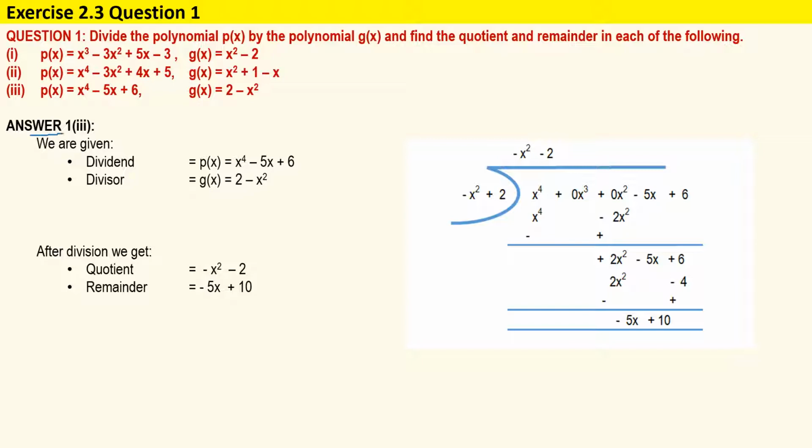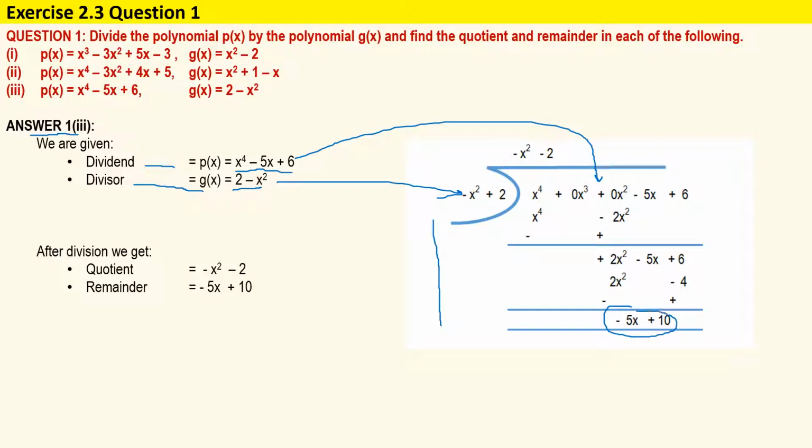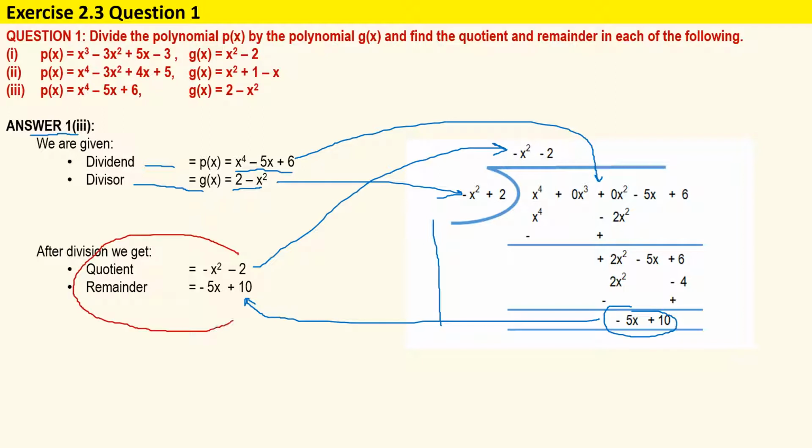Answer to question 1 part 3. The dividend in our case is p(x) = x⁴ − 5x + 6. The divisor is g(x) = 2 − x², and here the dividend is shown inside the division symbol. When we carry out the entire division, we are left with −5x + 10, which is our remainder here, and the quotient is −x² − 2, which is written over here, and therefore our complete answer is quotient equal to −x² − 2 and the remainder is −5x + 10.